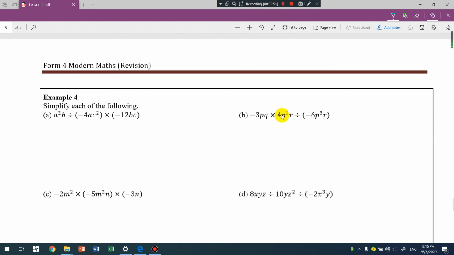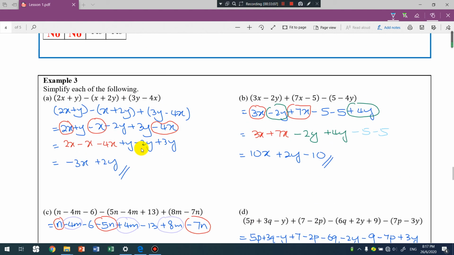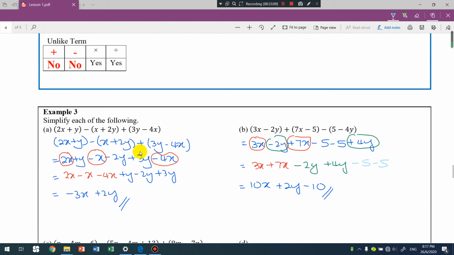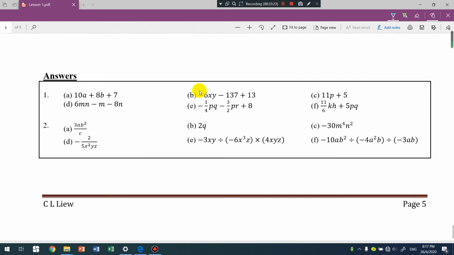So this is another type of simplification, but now this involves multiplication and division. When we multiply or divide, like terms, unlike terms, not a problem. For plus and minus, only like terms can plus and minus. Okay, so be careful when you do this type of questions. Okay, let's try the last example for this video.